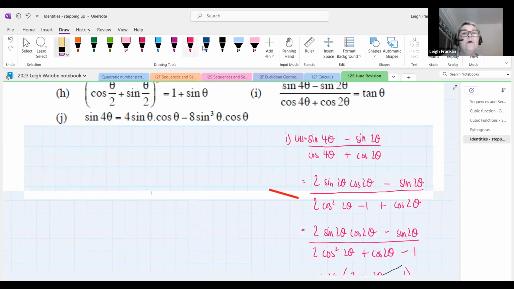On the left-hand side, we note we have got sine 4 theta. So what are we going to do with sine 4 theta? Ma'am, can't you say 2 sine 2 theta? Exactly, lovely. 2 sine 2 theta cos 2 theta. Absolutely. Anything else that we can do with it?